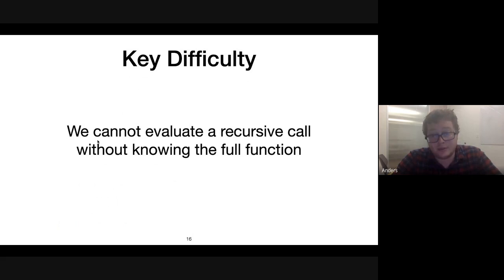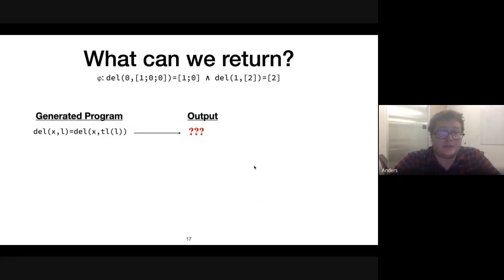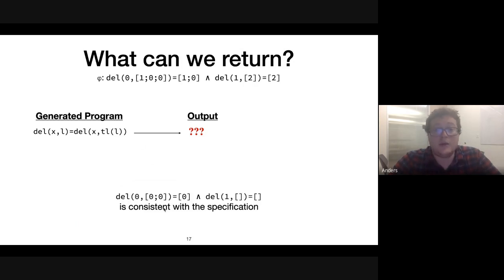We can't evaluate a recursive call unless we know the full function, but that's only if we are using standard semantics. So our approach is to not use standard semantics. So we ask, okay, what can we return? We've got del blah blah blah. Well, the idea is we can return anything that's consistent with the specification. So we know that this is something consistent with the spec.